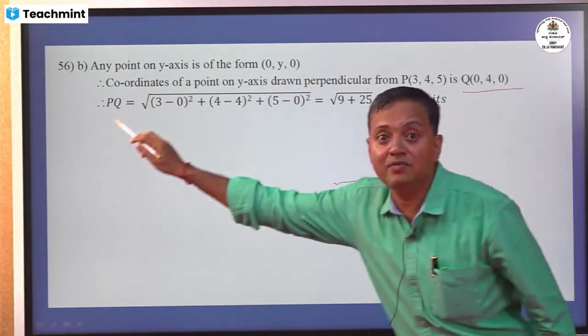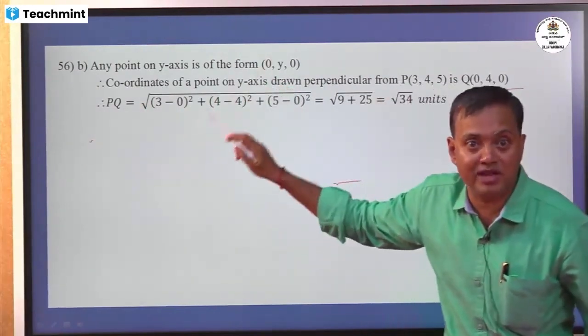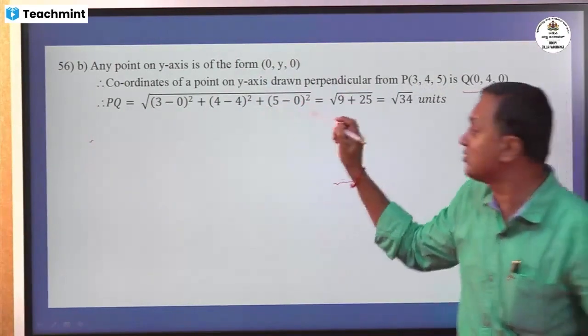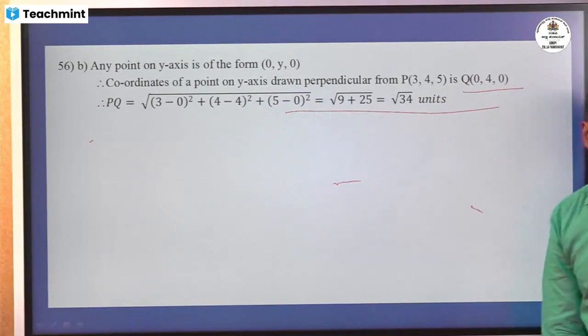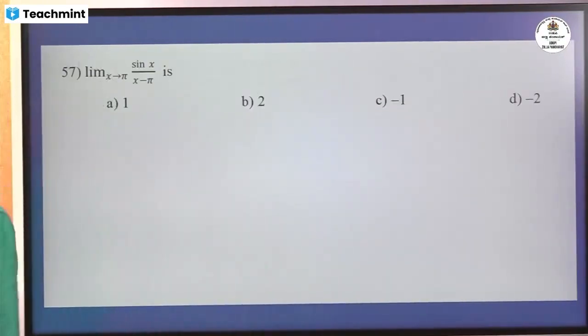Then we want length PQ using the distance formula, root of x2 minus x1 square plus y2 minus y1 square plus z2 minus z1 square. We get the answer root 34. Answer is B. Next question.